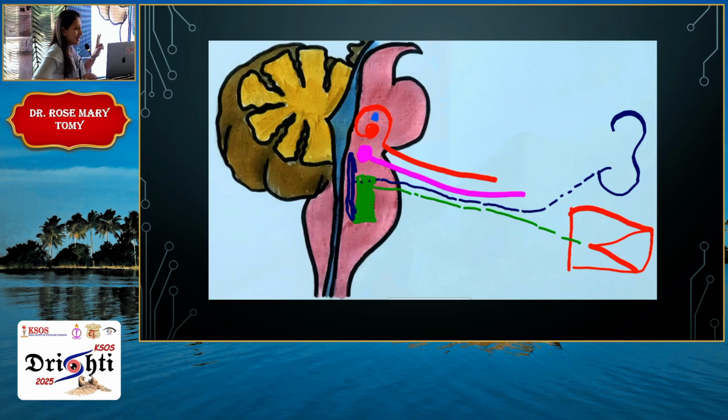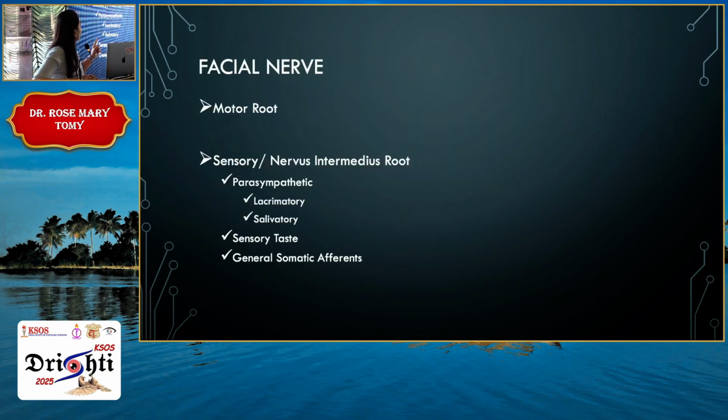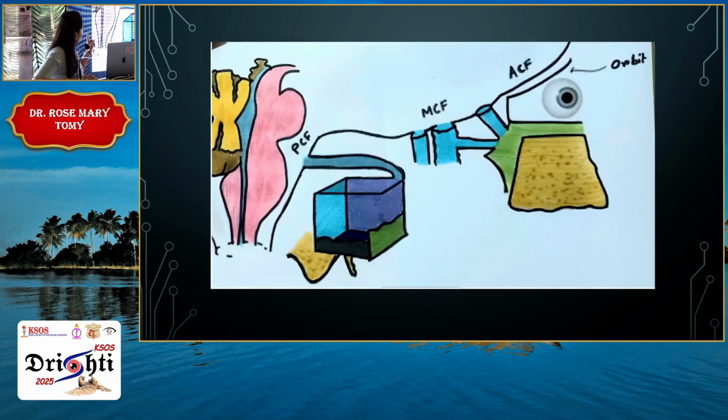Now, classically they say there are 2 roots. You have a motor root, you have a sensory root. The sensory root, they call it the nervus intermedius, but when we look at the nervus intermedius, all those 3 roots, what we need to understand is there is a parasympathetic fiber within that sensory root. Okay, so this is what we have just seen. Now we'll go to the proper course of the facial nerve.